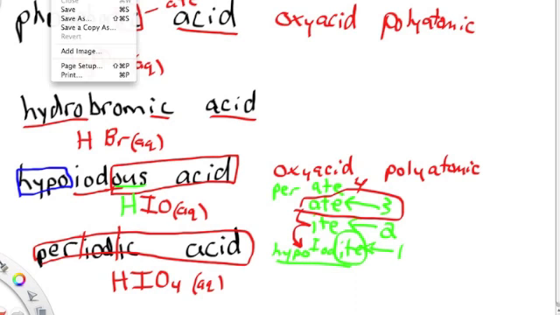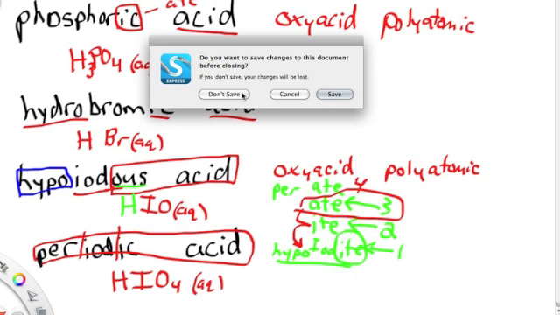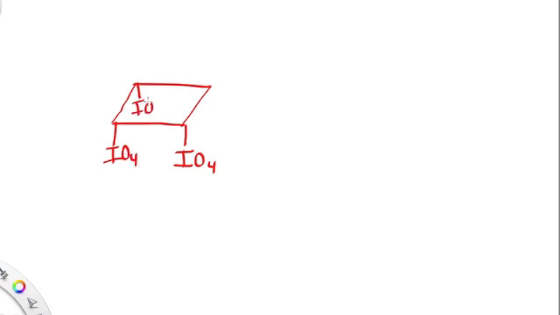Now, with that in mind, what do you think this might be? There's one there. This one's right here. We have our peroiodates there.